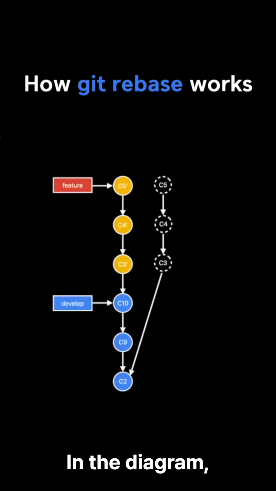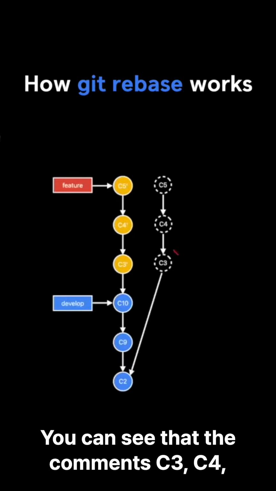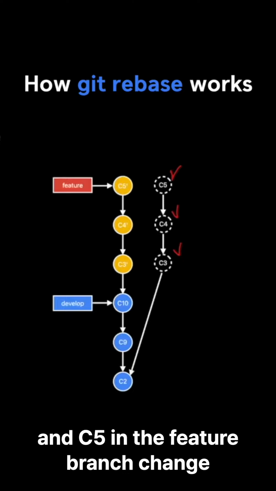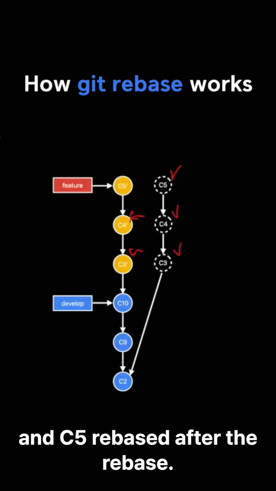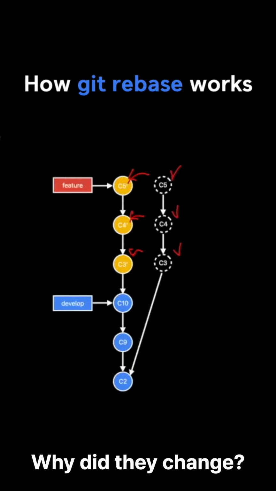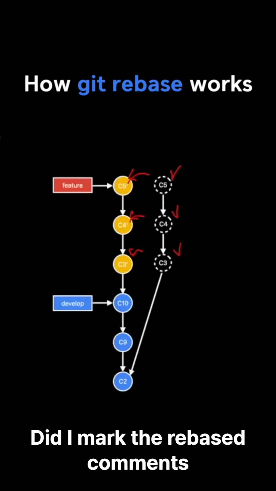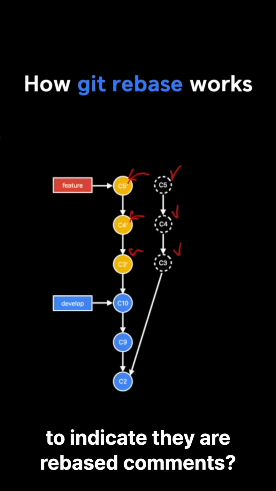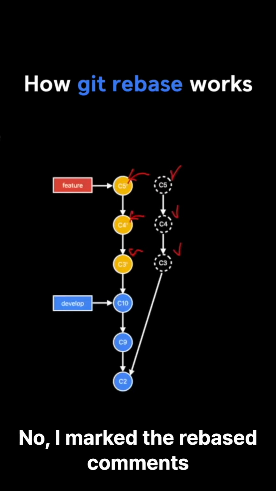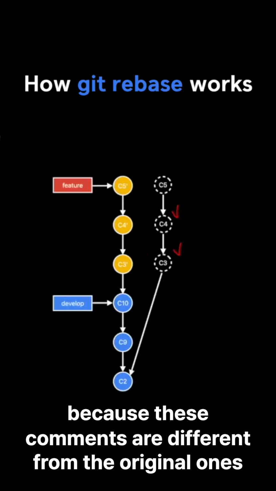In the diagram, you can see that the commits C3, C4, and C5 in the feature branch change to C3 rebased, C4 rebased, and C5 rebased after the rebase. Why did they change? Did I mark the rebased commits in a different color and text to indicate they are rebased commits? No, I marked the rebased commits in a different style because these commits are different from the original ones before the rebase.